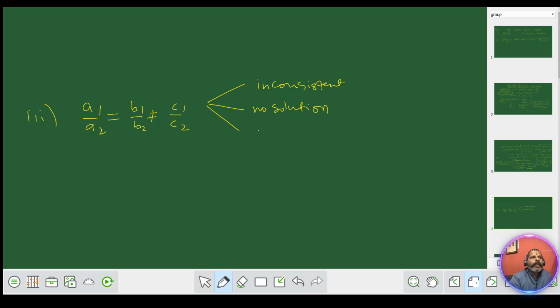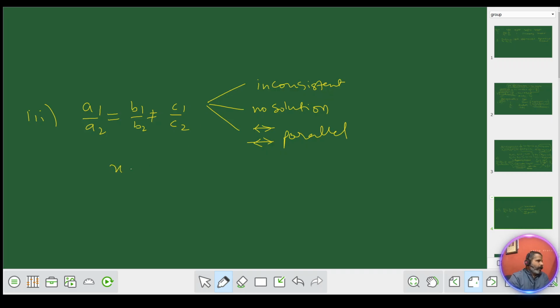How do the lines look? They look like parallel lines. Since the lines do not intersect at all, we will not get any solutions at all. So the lines will be parallel. We ourselves can construct equations here.